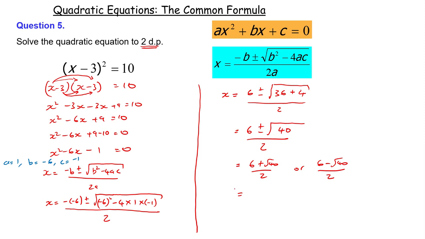Now, calculators, get your calculators and work it out before I give you the solutions. See if you can match mine. You should be getting 6.16, it's 2 decimal places, or on the other hand, you should be getting minus 0.16. Okay.